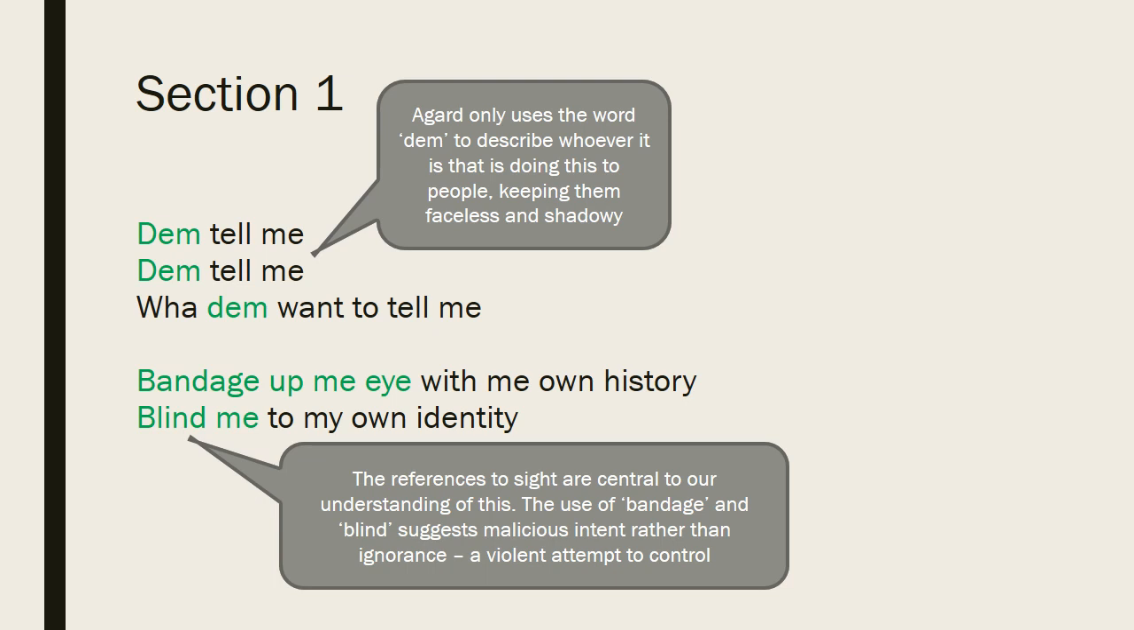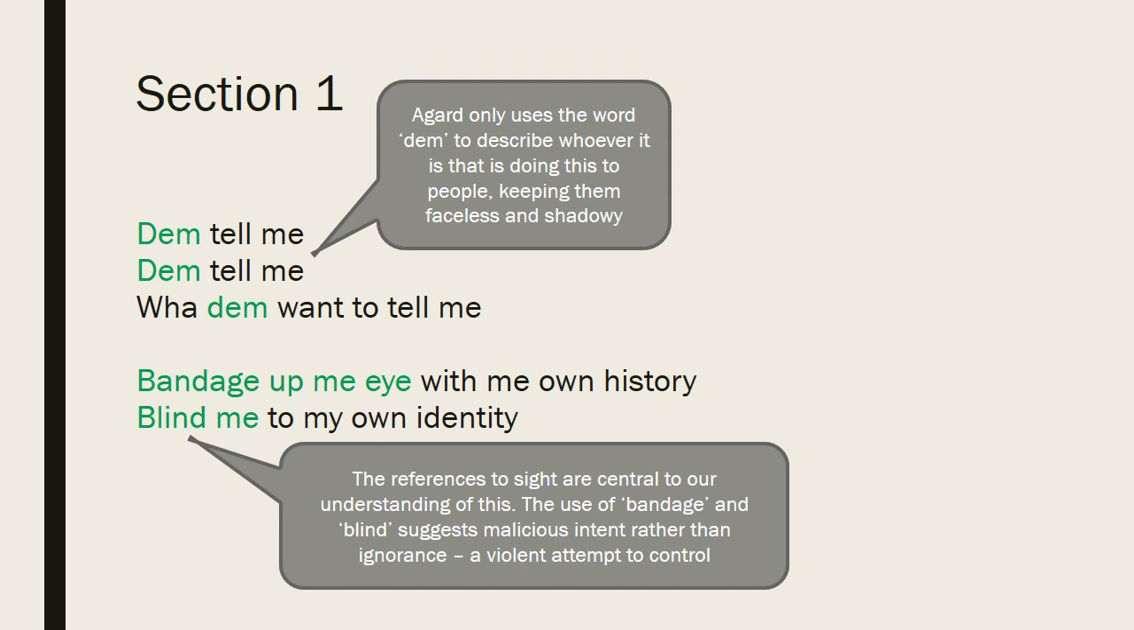And that's forced by these quite violent images here, blinding him to his own identity. As it says there, it does suggest that it's a deliberate attempt to do it, and an incredibly violent one, an attempt to actually blind somebody. And the sense of bandaging up your eye. Also, a bandage is usually used to heal, to control. It's a sense almost that having blinded you, they're then trying to bandage you up and say, look, we're helping you. Look, we're helping to cure you. So there's a sense underneath of manipulation going on. And the very fact that the bandage that they use is his own history, according to this.